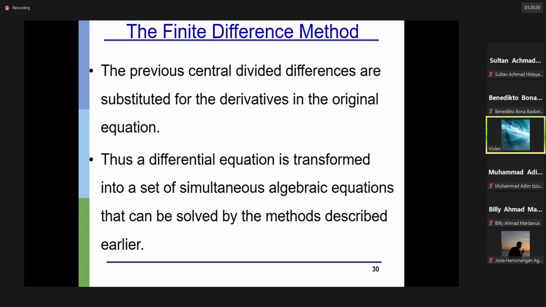Now again, recall in numerical differentiation, we can have forward scheme, backward scheme, or central difference scheme. In this case, we will use central divided difference to substitute for the derivative in the ODE. Once we substitute it, the PDE will transform into a set of linear algebra equations. Once we have that, we can solve it using any method that we have before, for example Gaussian elimination, Gauss-Seidel, or other methods, to solve for the solution.